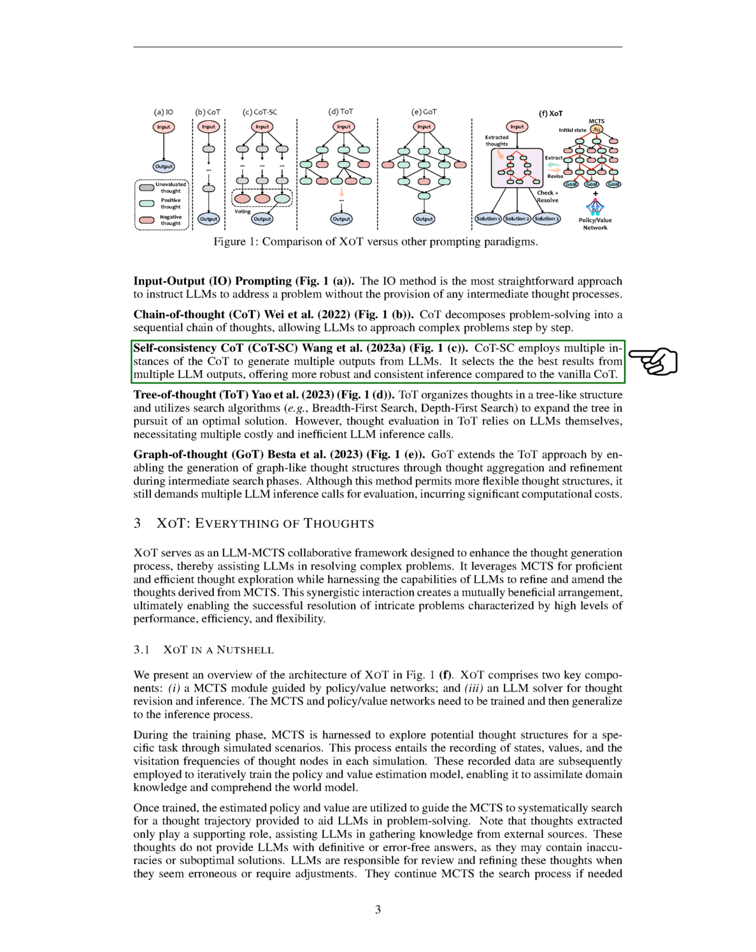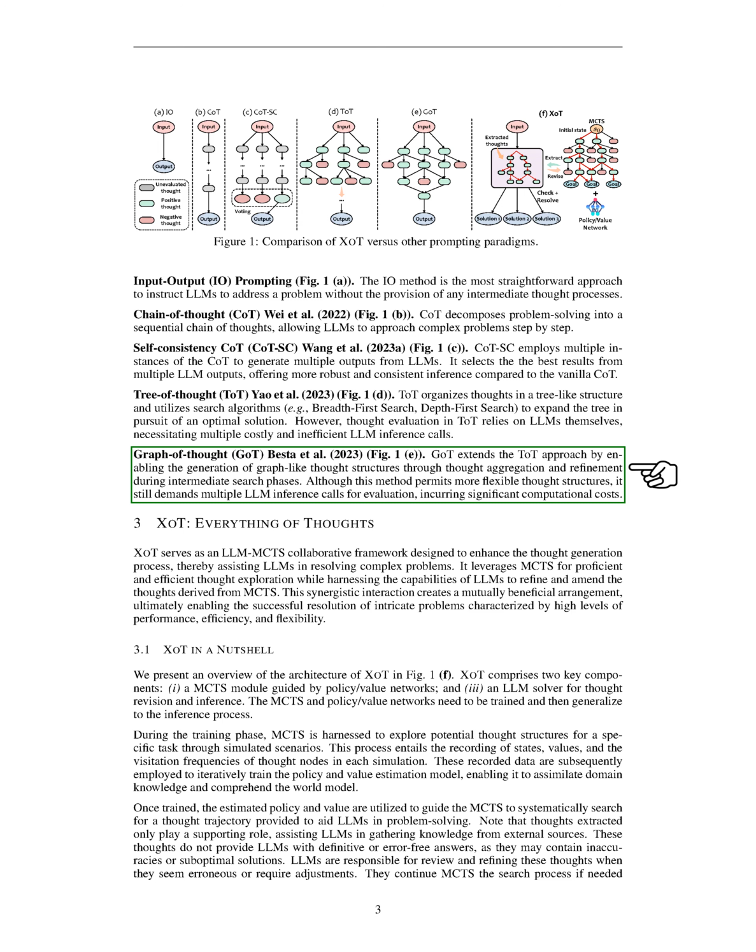The third is the self-consistency COT-SC method, which uses multiple instances of the COT to generate multiple outputs from LLMs. This method selects the best results from multiple LLM outputs, providing more robust and consistent results compared to the standard COT method. We also discussed the tree of thought, TOT, method, which organizes thoughts in a tree-like structure and uses search algorithms to expand the tree in search of an optimal solution. However, this method relies on LLMs themselves to evaluate thoughts, which can be costly and inefficient.